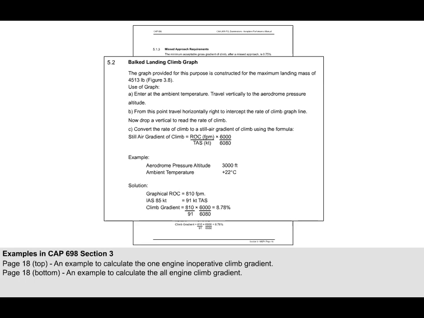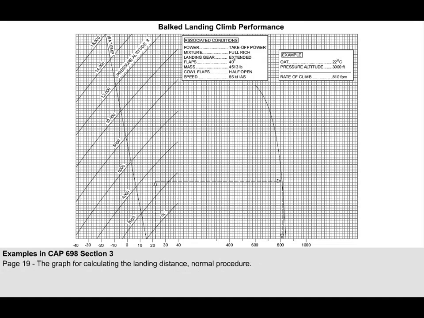Work through these examples, and especially how to change a rate of climb into a gradient, because the two graphs used in these examples do not directly provide a gradient. It must be worked out. Page 19 is the landing climb graph, figure 3.8. This graph assumes both engines are operating. Again, this graph only provides you with a rate of climb.